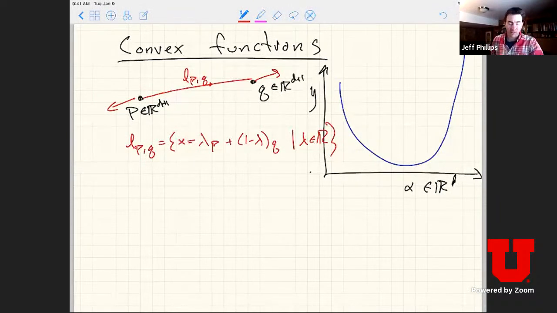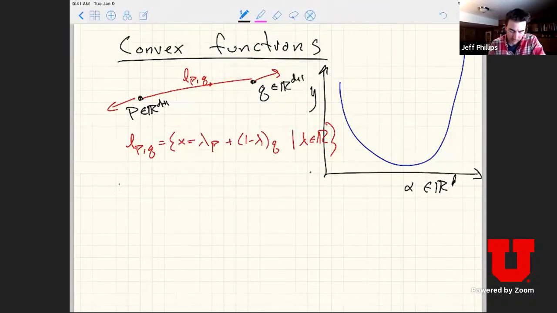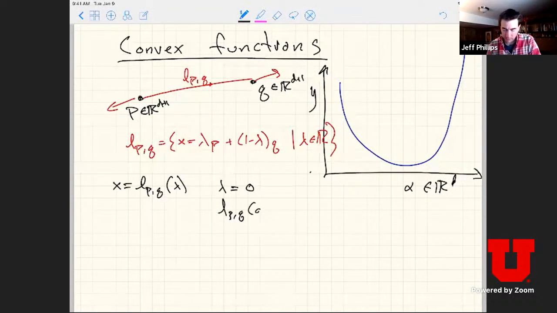Okay, so let's look at some examples. So then I can specify, say, a particular point X is going to be LPQ for some value lambda. For instance, if lambda equals 0, what's going to happen? Then LPQ of 0 is going to be exactly Q, because I'm multiplying P by 0.